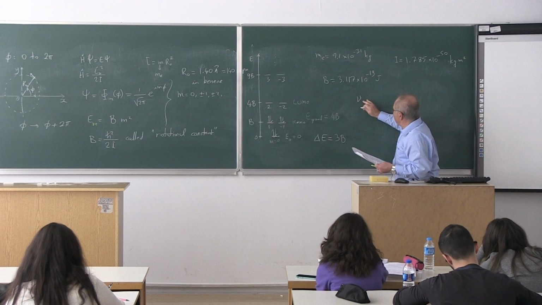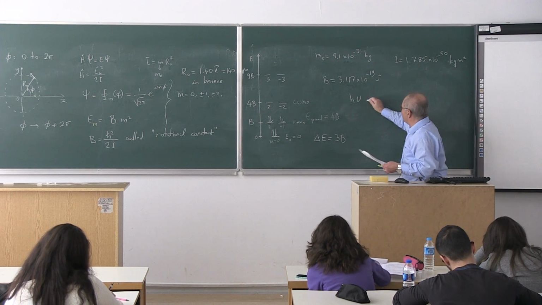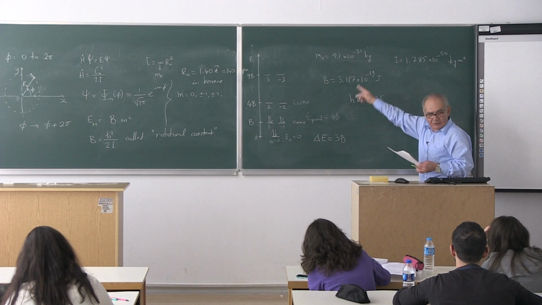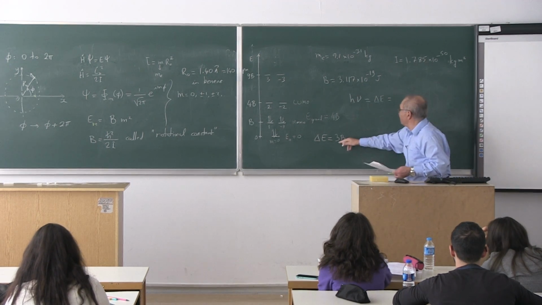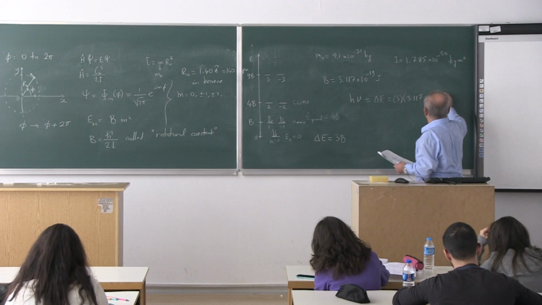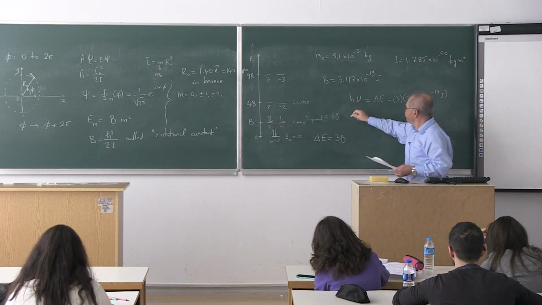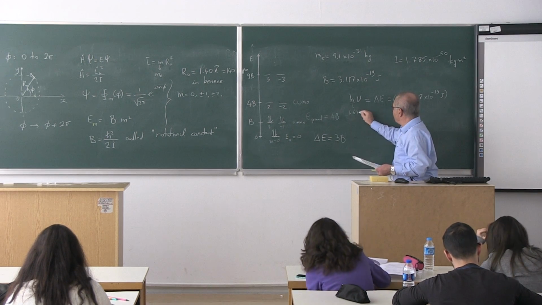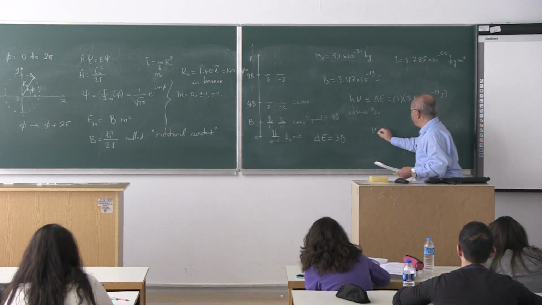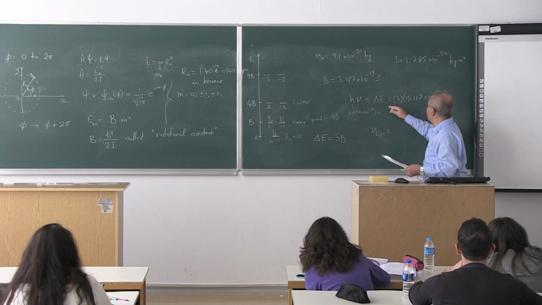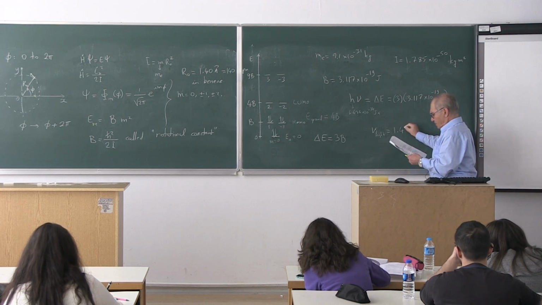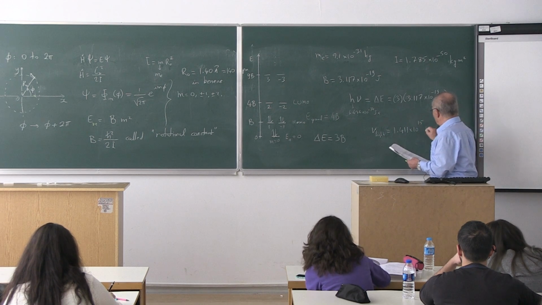If we call this symbol the frequency of the photon, the photon energy must be equal to delta E in order to cause this excitation. Delta E is 3 times B. H is 6.626 times 10 to the minus 34 joule times second. So the frequency of light to cause this excitation is this number divided by that number. You should obtain 1.411 times 10 to the 15 hertz.